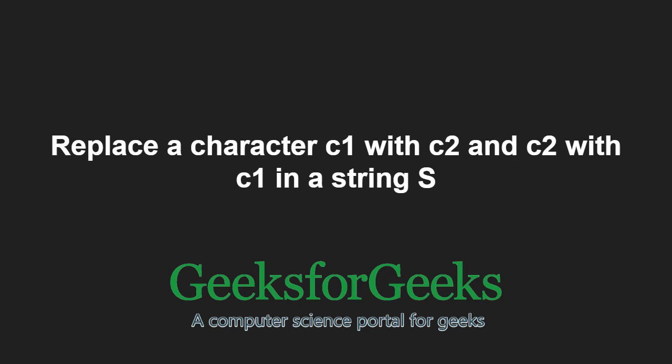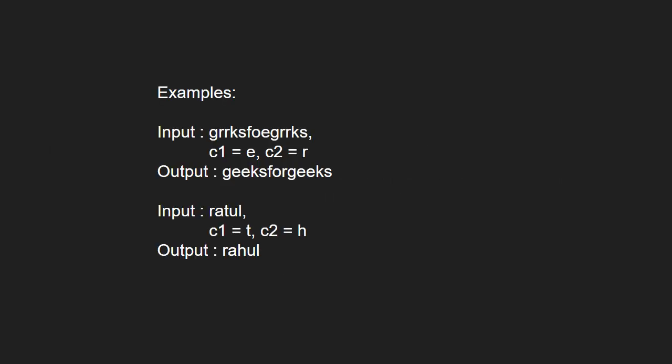In this video, we are going to understand the program which replaces a character C1 with C2 and C2 with C1 in a string S. First, let us take some examples. For the first input, C1 equal to E and C2 equal to R. So, they get replaced in the output.